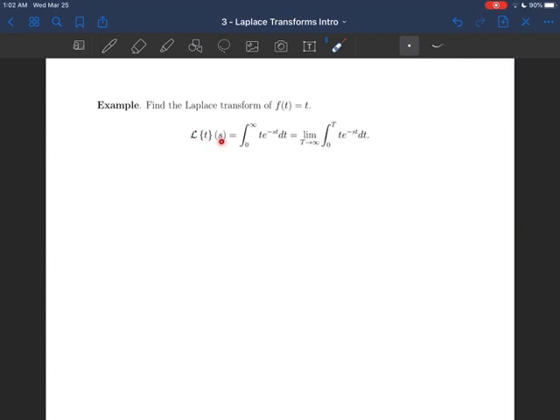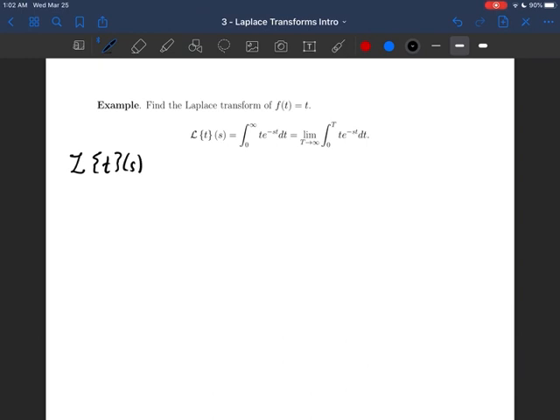So by definition, the Laplace transform of t, function of s, is equal to the integral from 0 to infinity of t times e to the minus st dt. Again, you take your function times e to the minus st, and we're going to have to calculate this integral and then take the limit. In order to do the antiderivative here, we're going to need to use integration by parts. So we'll do that as we get to it.